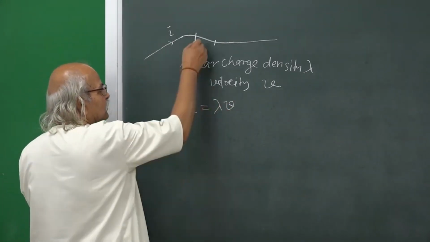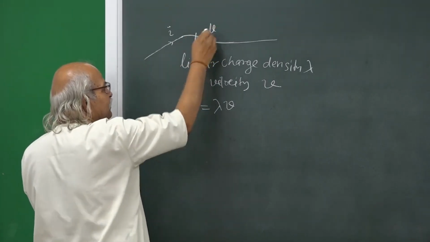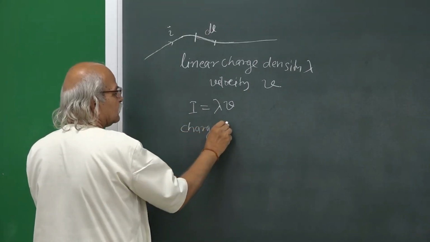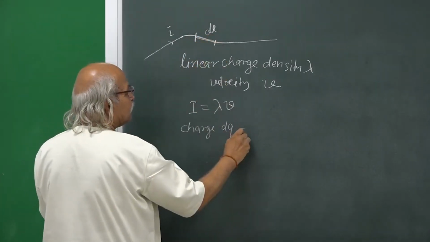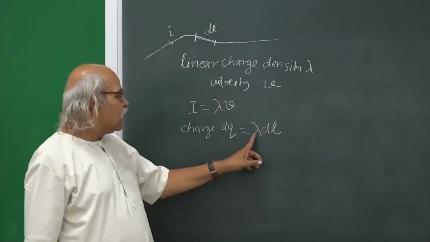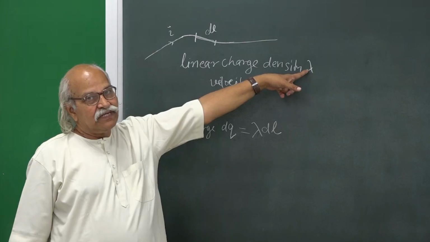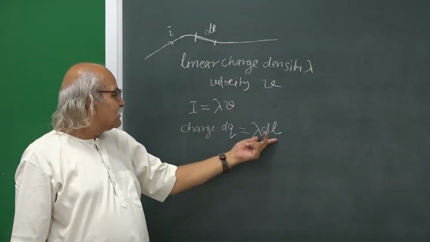And how much is the total charge here? If this is dl, then the charge dq on this small dl will be lambda into dl. Lambda is the charge per unit length, linear charge density is charge per unit length, multiplied by this length dl, so that you get this charge.